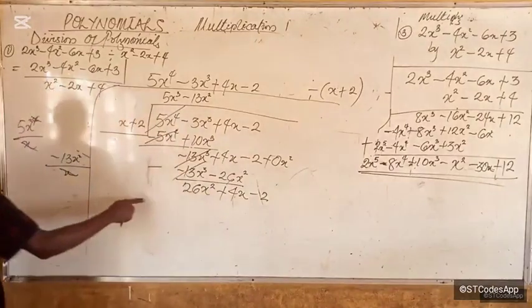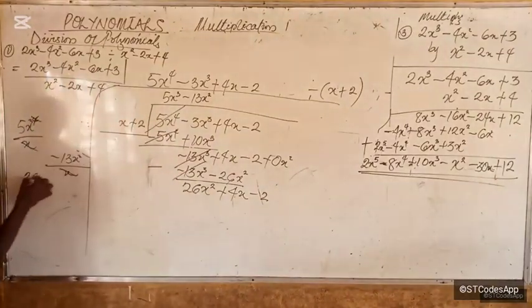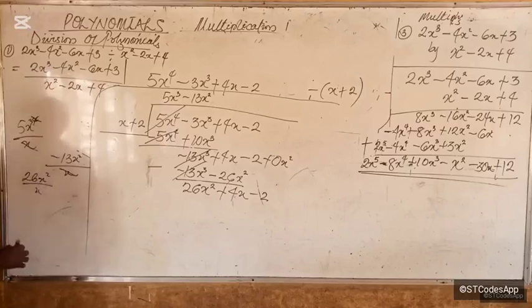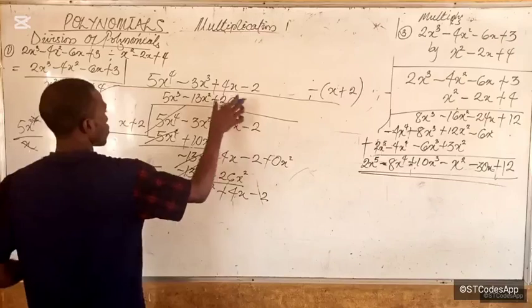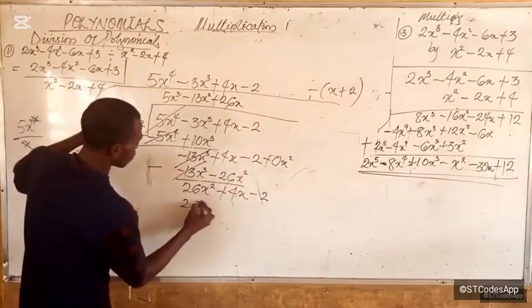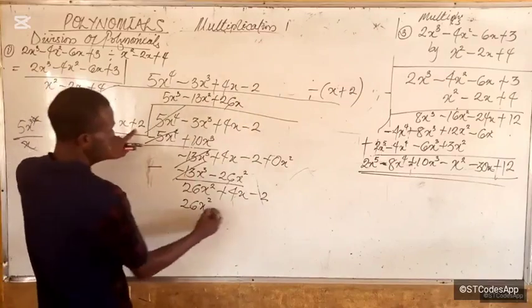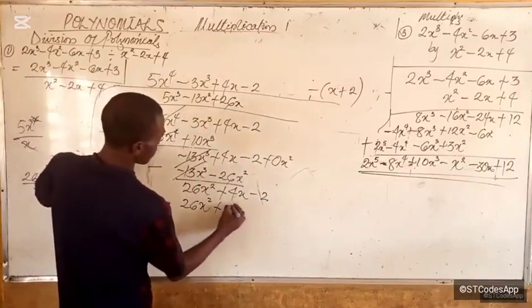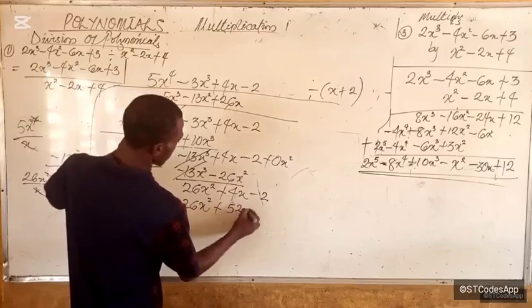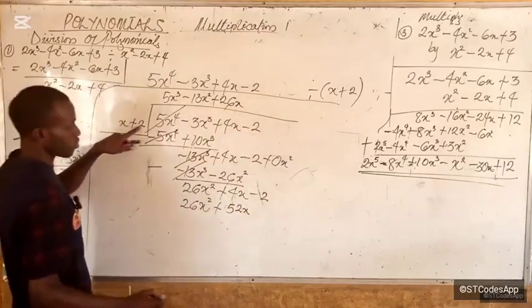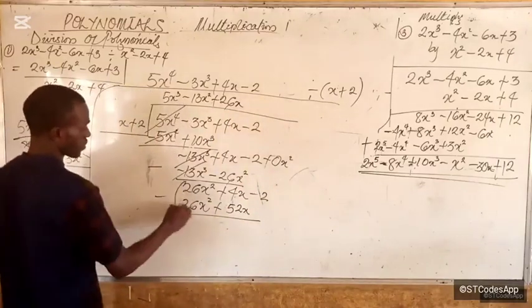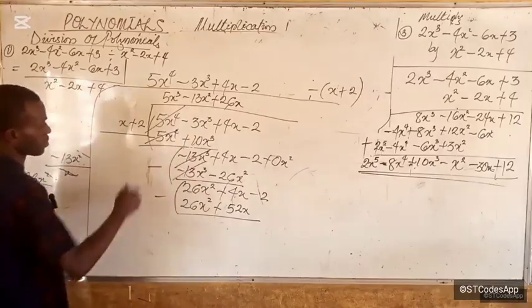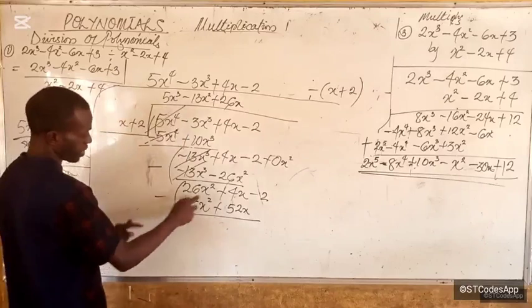This divided by this again. So you have 26x squared over x, and this takes care of this remaining one, then you have plus 26. So we have plus 26x. So 26x to multiply this and give us 26x squared, then plus 26 times 2, that's 52x. Then we'll now subtract again. So when we subtract this, we have 0.